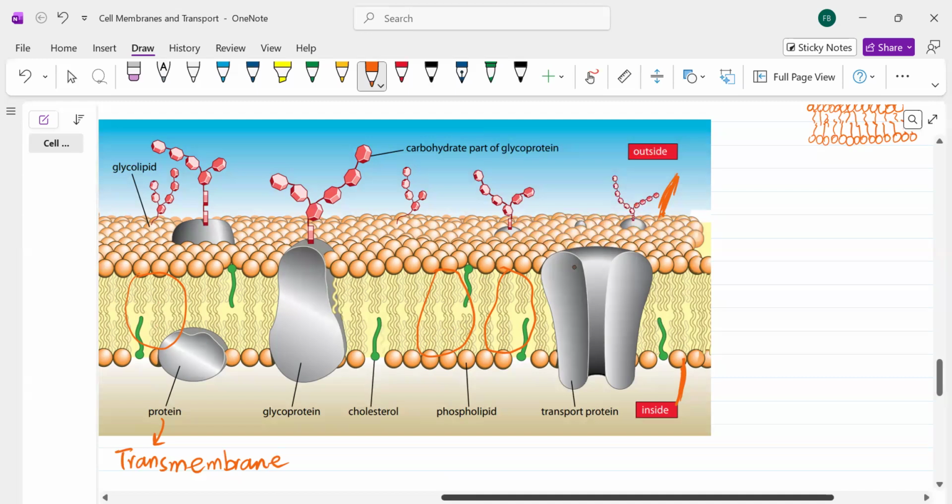Extrinsic proteins touch from the outside. They are present on the outside, but they are interacting from the inside. They are not present in between. Embedment means in between. So the intrinsic proteins are present in between, within the cell membrane.